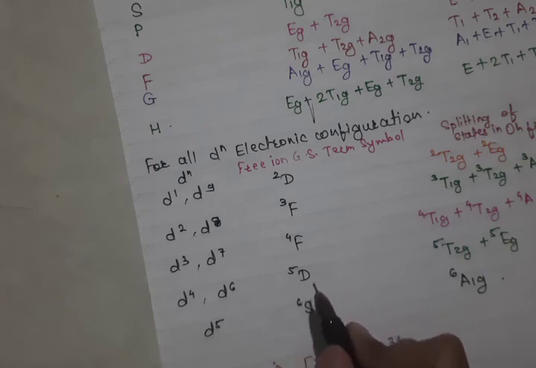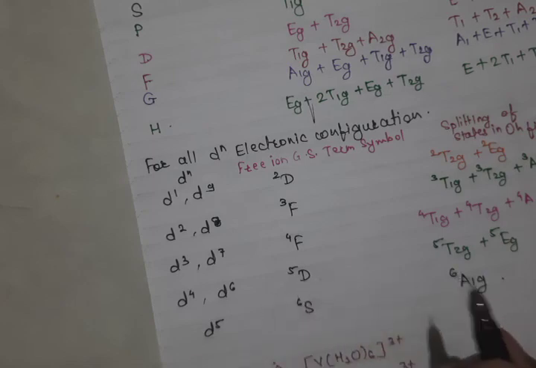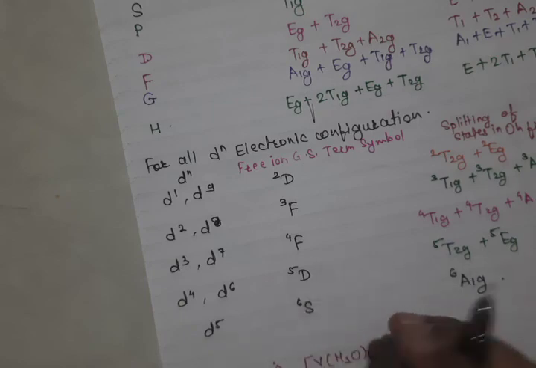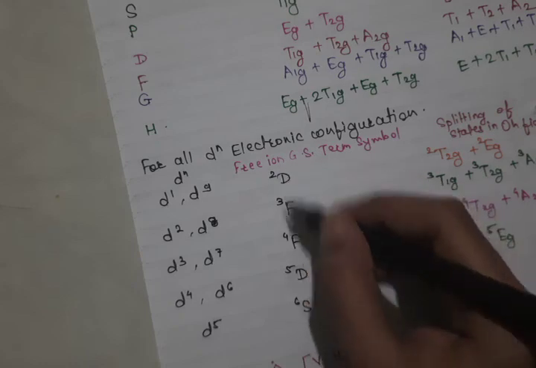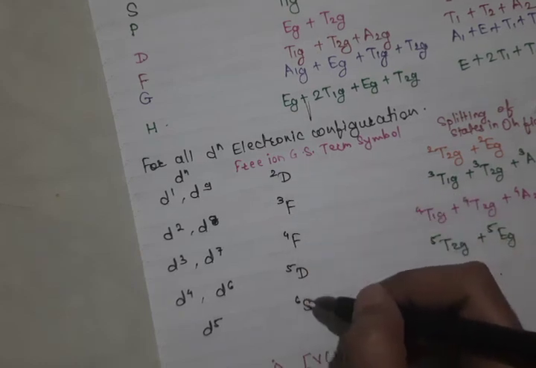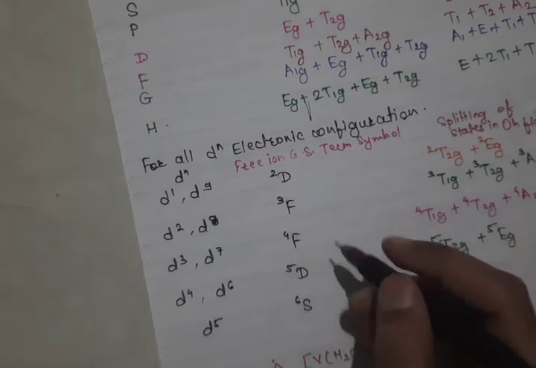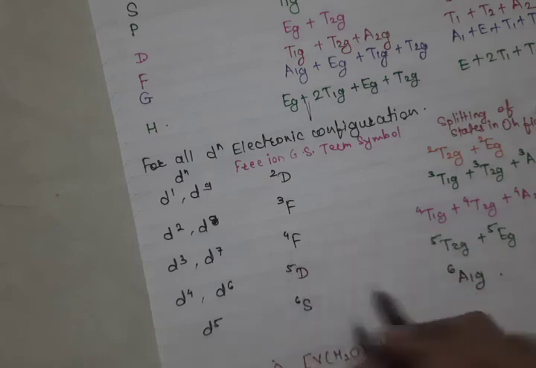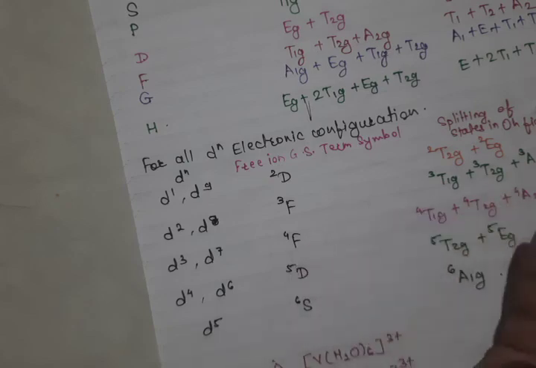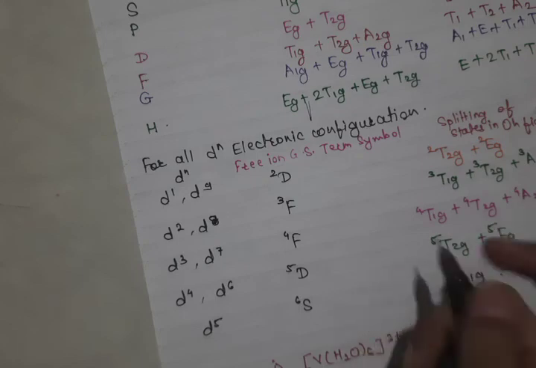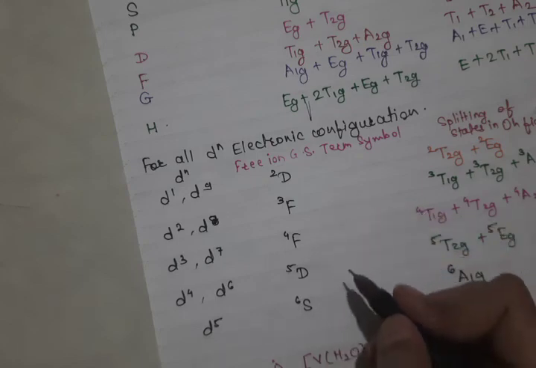The difference between the term and the term symbol is that in the complete notation of a term symbol, it includes J values also. But here we are not considering the J values because spin orbit coupling is not significant in case of d block elements or transition elements. It is considered only in case of the f block elements. That's why we are not considering the J values here.